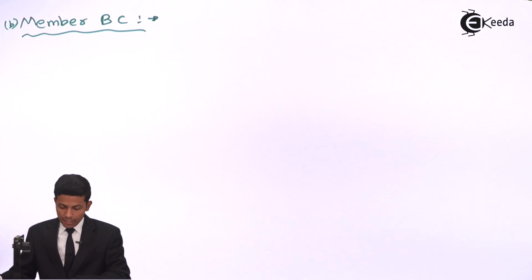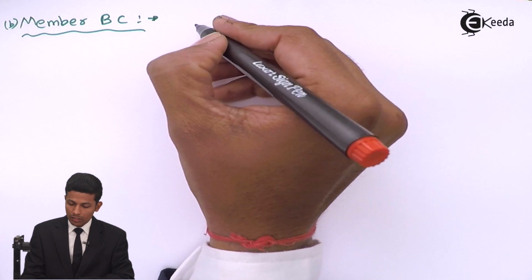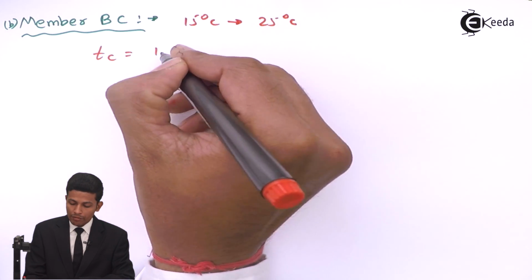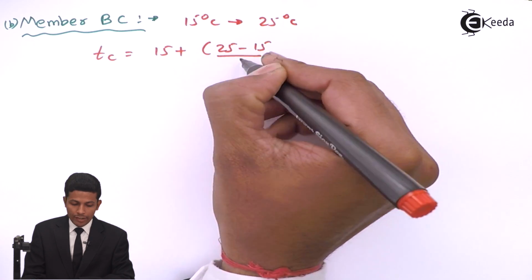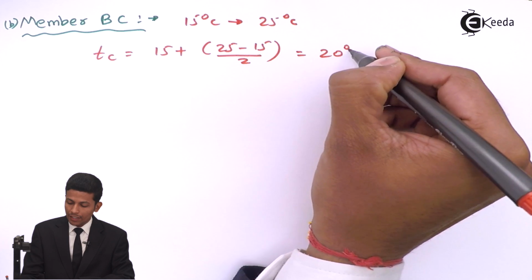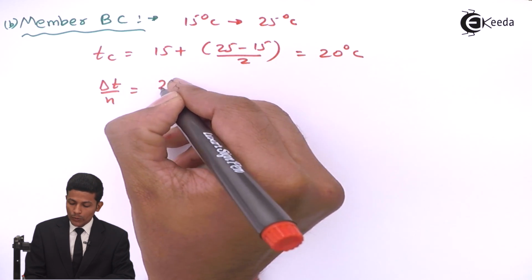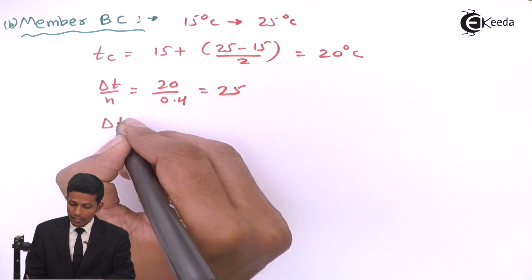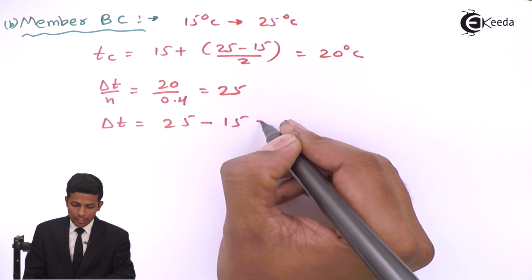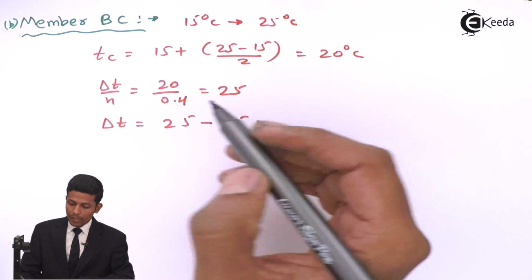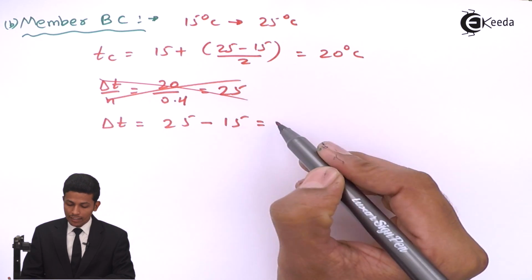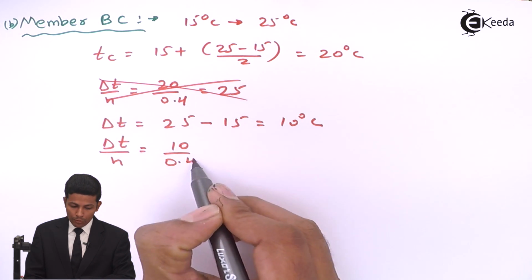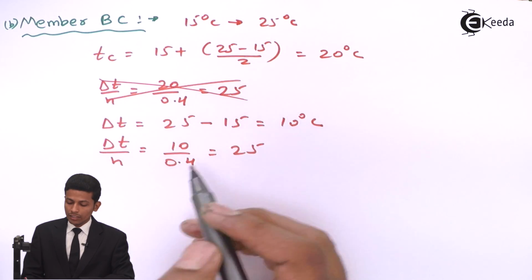Okay, now member BC. When member BC goes from 15 degrees Celsius to 25 degrees Celsius. Now here TC will be (15 plus 25) divided by 2, which is equal to 20 degrees Celsius. Delta T upon H will be 20 divided by 0.4 is equal to 25, and delta T will be 25 minus 15 is equal to, oh just wait a minute, this is not a correct one. First we have to find delta T, so it will come 10 degrees Celsius. Now after that, delta T upon H is equal to 10 by 0.4, this will come 25. Okay, this one is correct.